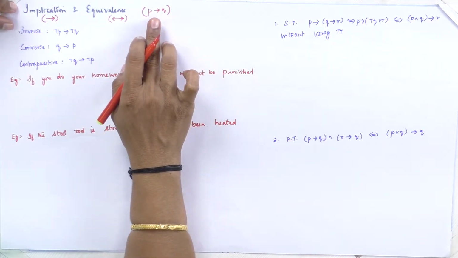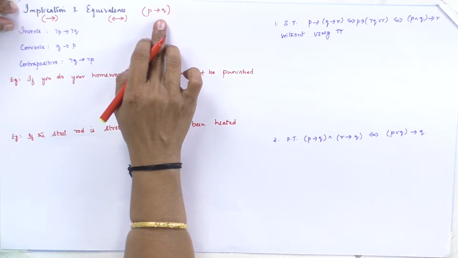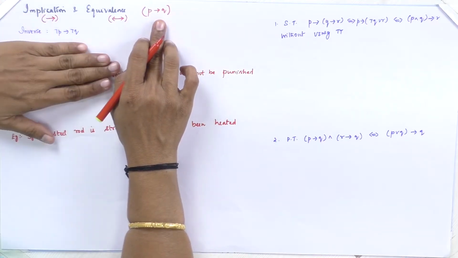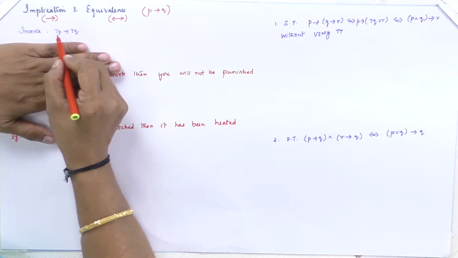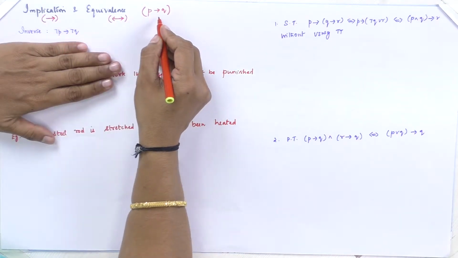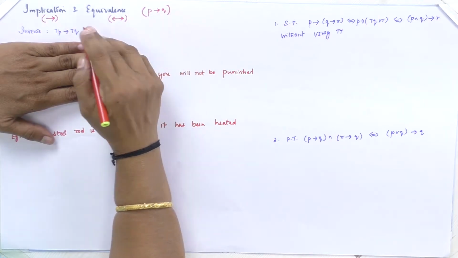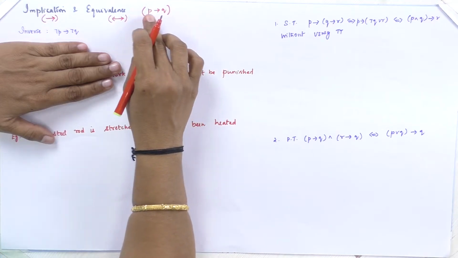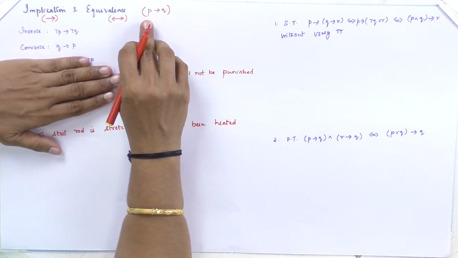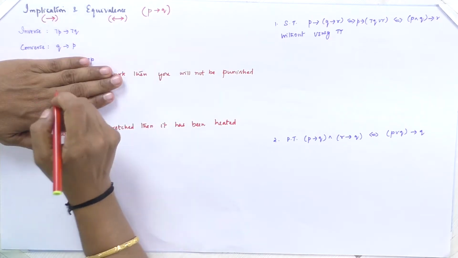Now, what is the inverse part of P conditional Q? The inverse part of P conditional Q is negate P conditional negate Q. So if that is the inverse, then what is the converse? That is just the reverse. It will be Q conditional P.